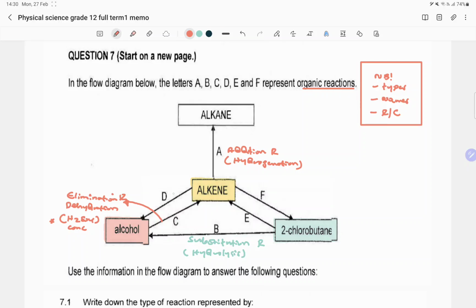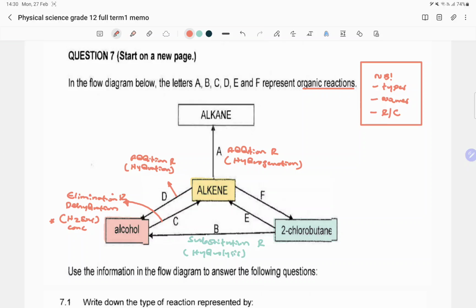D. What is the story about D? Now D, we're moving from an alkene to an alcohol. So again, we've done an addition reaction. In particular, if you're adding water, you're going to call it hydration. So this is dehydration, hydration. Easy stuff. Let's look at E now.